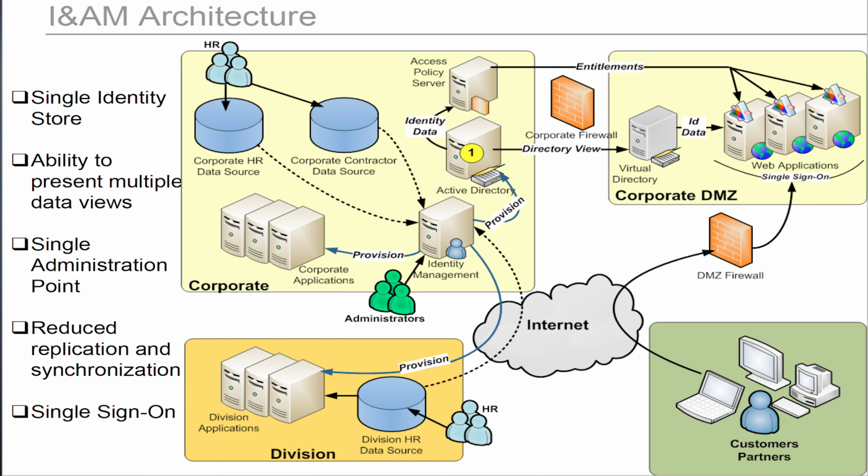Now let's check out the scenario where IAM is implemented. As you can see in this diagram, IAM can reduce the multiple identity data sources to a single, centralized identity data source, which further eliminates the need for multiple data synchronizations and replications. It keeps a single administration point compared to multiple administration points in the no IAM scenario, and most importantly, it offers single sign-on to multiple applications.